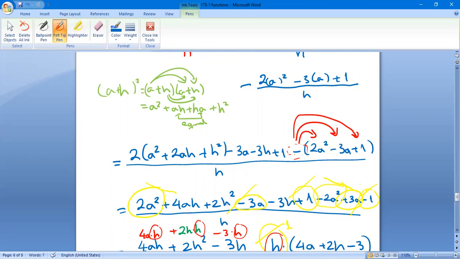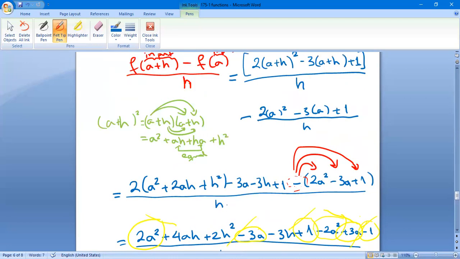And then minus 3 times (a plus h) will give minus 3a minus 3h plus 1. And the minus of f of a means we have to distribute the minus to all of the terms inside the parentheses. So minus 2a squared plus 3a minus 1.